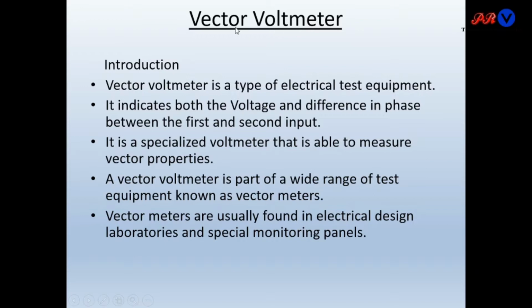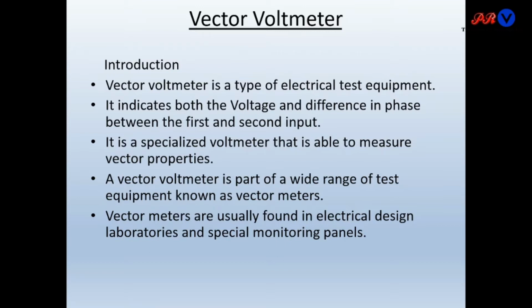So vector voltmeter. Introduction. Vector voltmeter is a type of electrical test equipment. It is used for measurement of both voltage as well as difference in phase between the two input signals. It is a specialized voltmeter that is able to measure vector properties. So it can measure vector properties of the voltages.